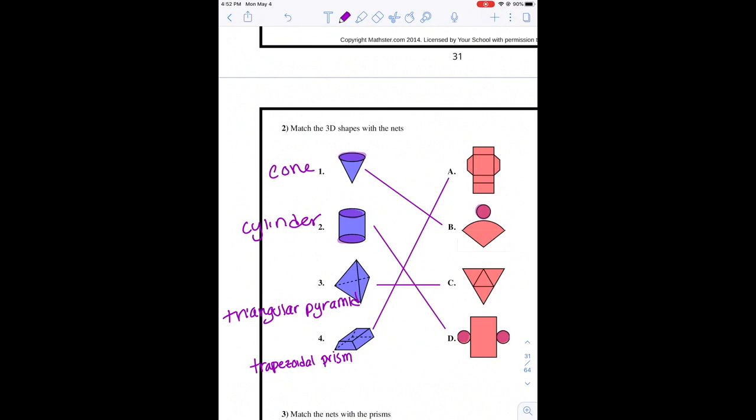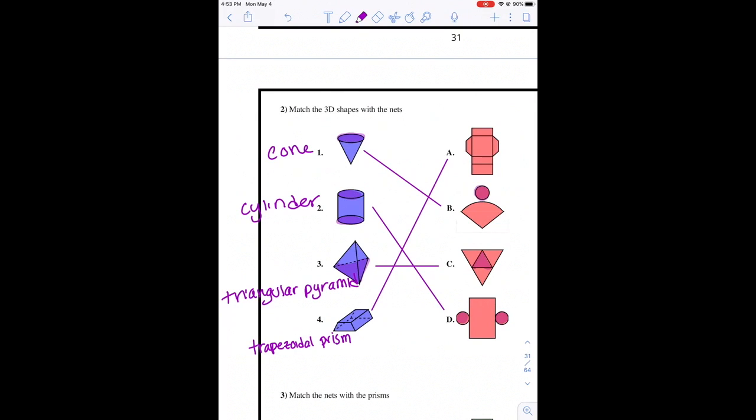Number 3, the triangular pyramid. The base of it, any of the sides could be a base because they're all triangles, but I'm just going to color in the bottom of it. The base of it is a triangle. That's why the word starts with triangular. And because the remaining sides are all triangles as well, that's why it's a pyramid instead of a prism.